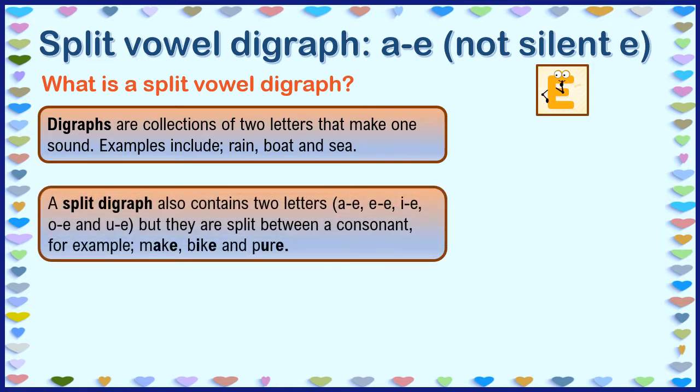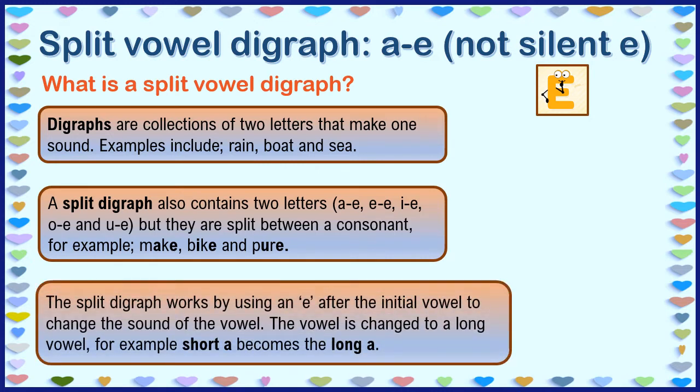A split digraph also contains two letters, the AE, the IE, the OE, and the UE, but they are split by a consonant. Right, so in the middle of them, there will be a consonant. There you can see make, there's an A and a K and an E, bike and pure. So in between those two vowels, there is a consonant.